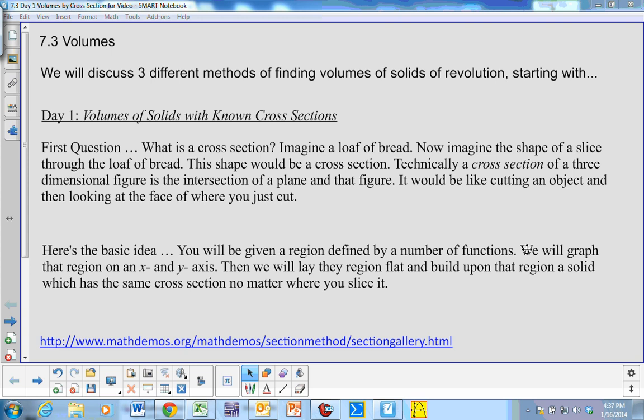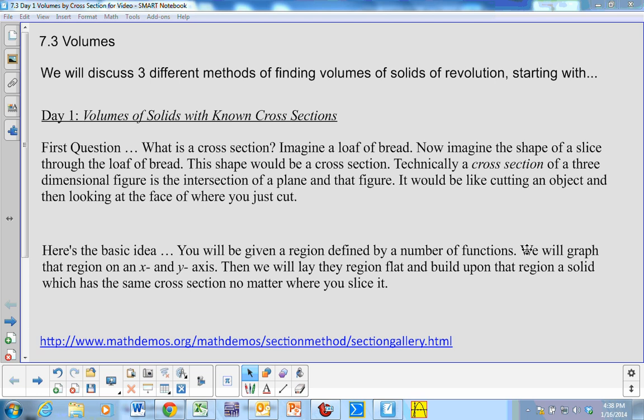Okay, it is now time to start talking about volumes. So we've been doing area, and now we're going to take different regions and revolve them around the x-axis or the y-axis or some other line, and that's going to give us a solid, and so that's why they're usually called volumes of solids of revolution.